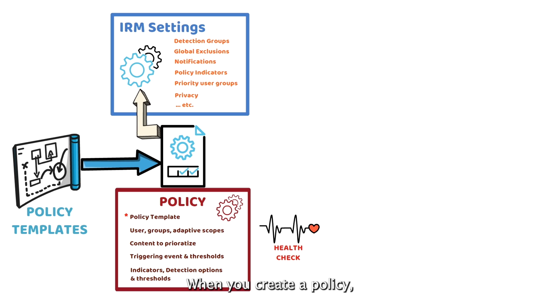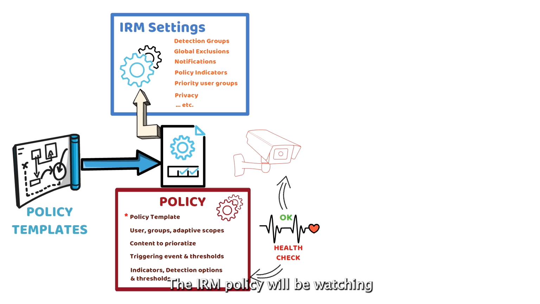We then select triggering events, indicators, and detection options. When you create the policy, IRM will evaluate it. If it finds an issue with the policy, it will show you a warning or a recommendation. In that case, you will have to fix all of the issues. If IRM does not detect any issues with the policy, the status of the policy will be marked as healthy. The IRM policy will be watching for triggering events that you define. As soon as the policy is triggered, IRM generates alerts.